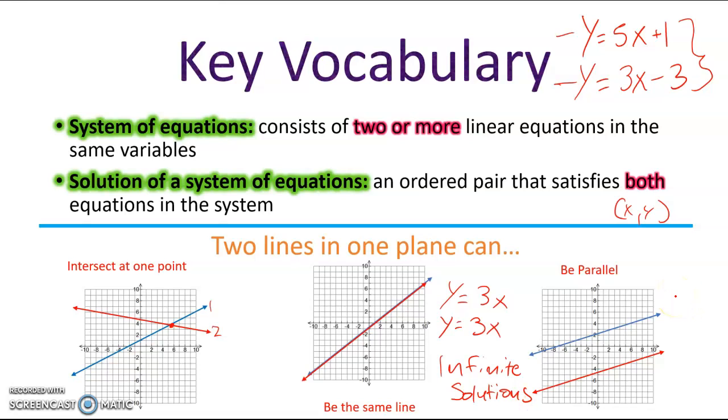Now you can have two lines in one plane that are the same line, or you could have two lines that are parallel. When the lines are parallel, that means they have the same slope. Let's say y is equal to 5x + 1 and y is equal to 5x - 3. These two lines have the same slope, so they're parallel. With parallel lines, they're never going to intersect. So if they never intersect, are they even going to have a solution? The answer is no. If they are parallel lines, you're going to have no solution.